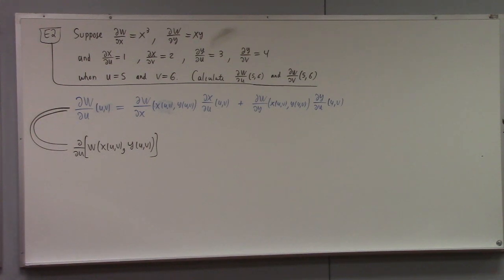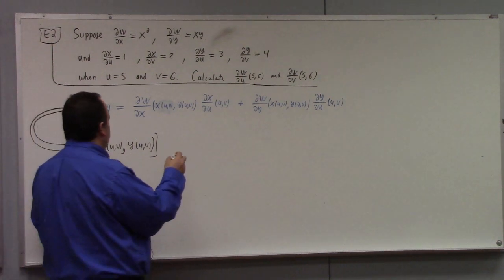Specifically speaking, w is a function of x and y, all right? I didn't tell you what w was, did I? No, I just told you that the derivatives of w with respect to x and y were what they were, right? Okay, so let's see if we can put the pieces together here.